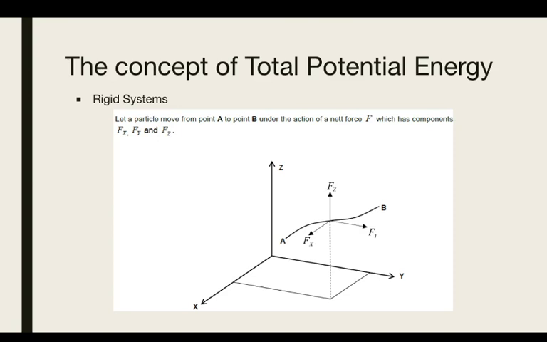So we will consider the concept of total potential energy. When you look at a rigid system, let a particle move from point A to point B under the action of a net force F, which has components Fx, Fy and Fz. So basically this resultant force is the sum of Fx, Fy as well as Fz. If you move from point A to point B, the force components are divided in the X, Y and Z directions. The point moves from point A to point B.